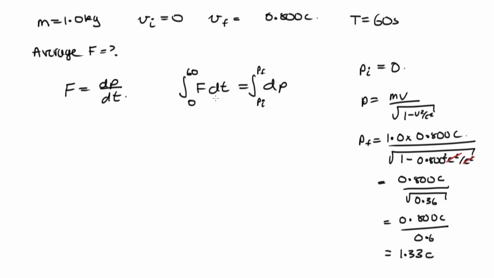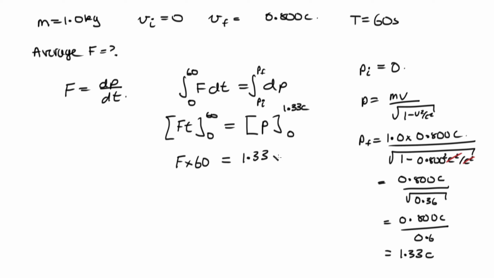Okay, so integrating this, when we integrate force, we're assuming it's a constant force because we've been asked to calculate the average, so it doesn't vary with time. So this is a nice easy integral. This is equal to F t from 0 to 60, and this one is equal to p, and that's evaluated at p initial, which is 0, and p final, which is 1.33 c, or we can substitute in the 3 times 10 to the 8 there if we want. Okay, so this is equal to F times 60. When we do F times 0, we just end up with 0, is equal to 1.33 times c.